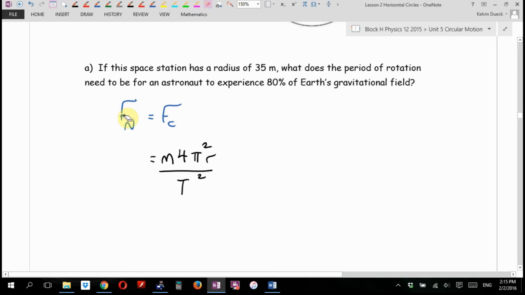What about here? I don't know the normal force. Oh, but look. The question has told me how big I want the normal force to be. 0.8 mg, 80% of Earth. Will spinning a space station produce gravity for a little child as well as for an adult? Why? Like that.